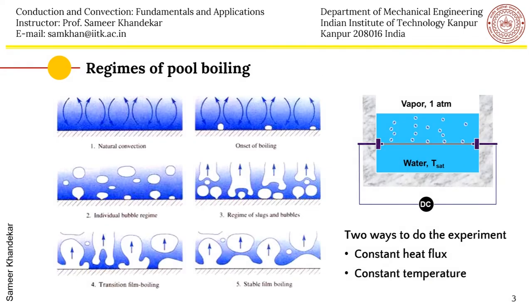Now let us understand a simple experiment first. We can think of a small wire. This was one of the initial experiments recorded by Nukiyama. In the coming slides, we will be talking about the Nukiyama curve. So let us try to understand a simple experiment in which a metallic wire is getting heated up by supplying some current through it. We can control the power, and slowly the power is raised, and we can measure the temperature of the wire by a suitably placed thermocouple.